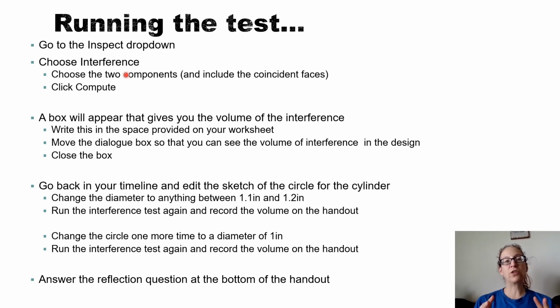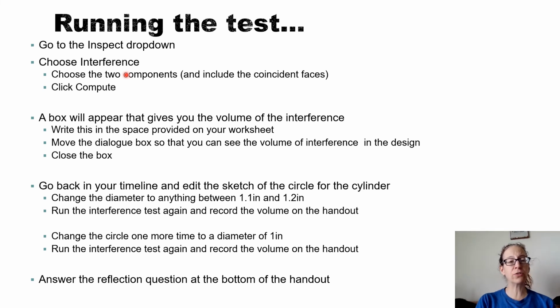So what Fusion is going to do is, because you know that that cylinder is too big, it's actually going to tell you how much volume you have overlapping, or how much volume you have over what you're allowed to accommodate in that hole. So write the volume of the interference in the space provided on your worksheet, and then move the dialog box so you can see the volume of the interference in the design, and then close the box. You might have to move the dialog box out of the way.